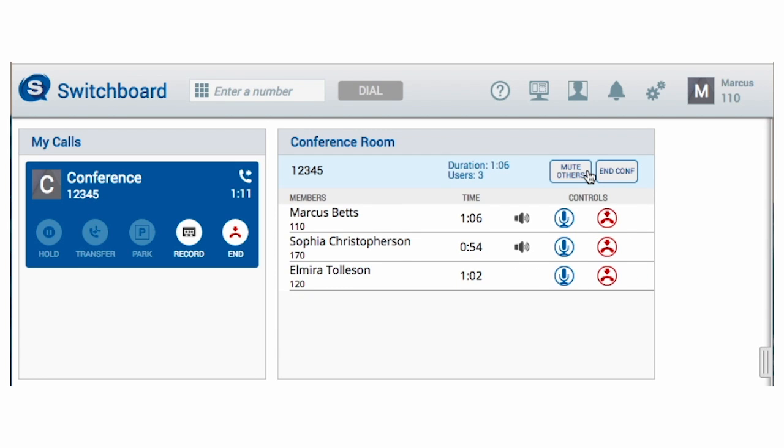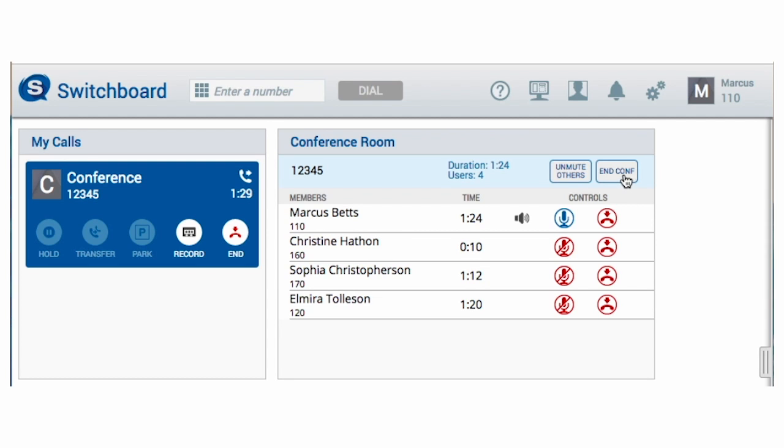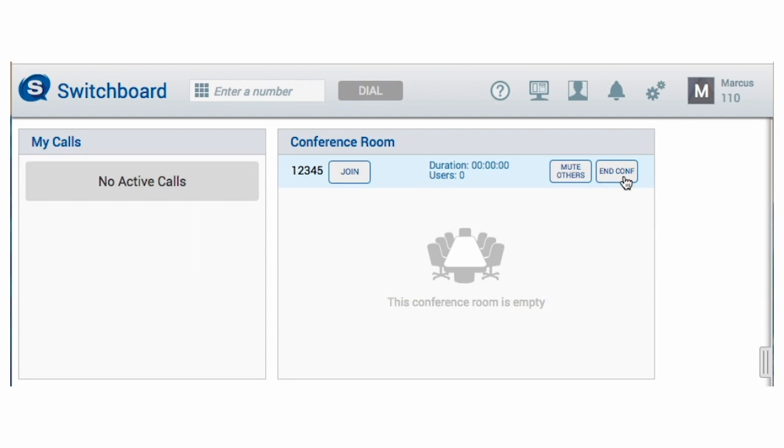You can mute everyone but yourself using Mute Others at the top of the widget. When someone new joins the conference, they are also muted. End Conference Completely ends the conference and removes everyone.